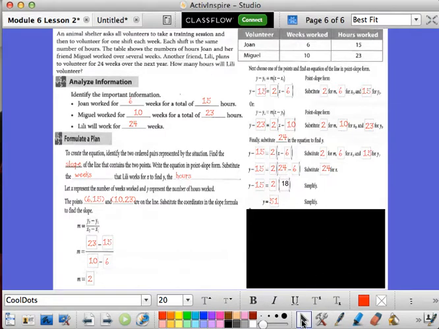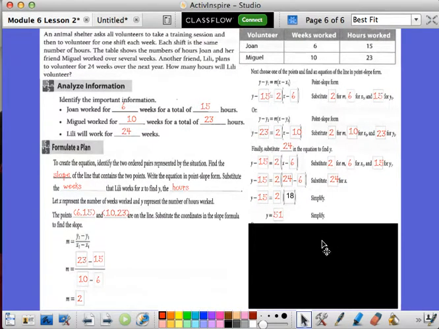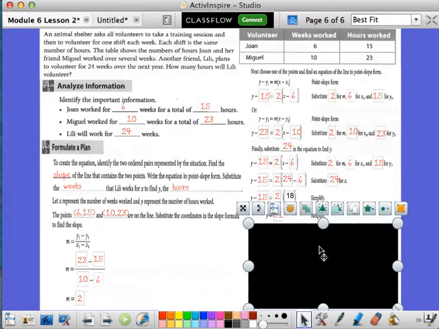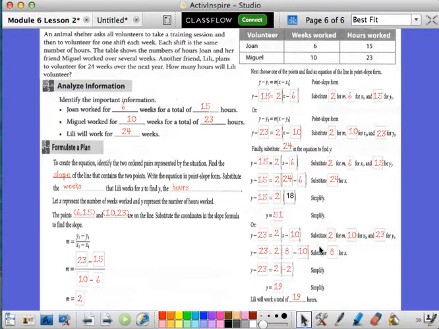Okay, so now what I want you to do is I want you to pause, and I want you to try to solve the other equation. So I want you to pause and solve using the y minus 23 equals 2 times the quantity x minus 10. And you should get 51 as your correct answer. All right, so go ahead and pause, and when you come back, we'll take a look.